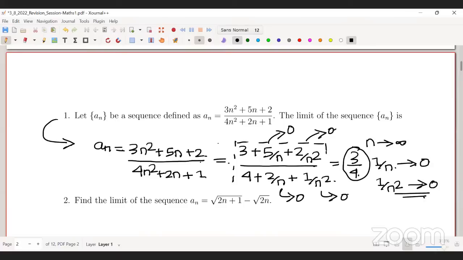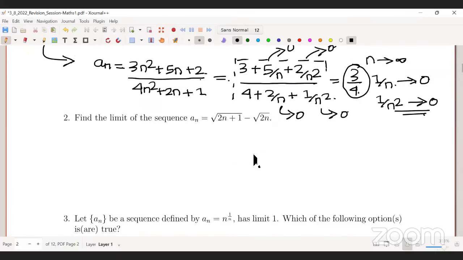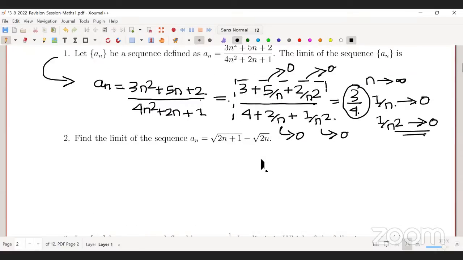Okay, so what about the second one? Zero, I think. Infinity. 0. 1. Someone said infinity. I just want to know why.